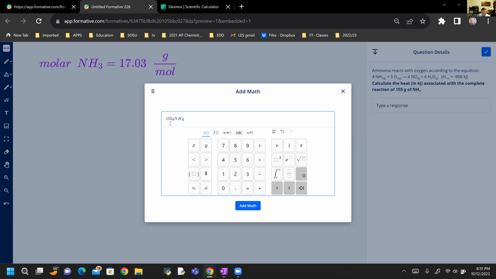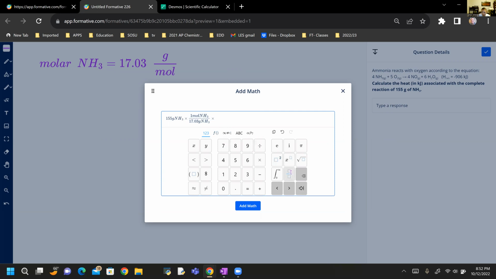And make sure you're showing the unit and the substance on all of these. And then we're going to multiply that by using our molar mass to get to moles. So we're going to say that we have 17.03 grams of NH3. And notice we're not saying grams per mole, we're saying grams here in the denominator is equal to what? 1 mole of NH3. We're using the molar mass as a conversion factor.